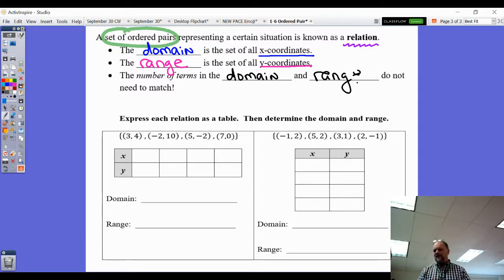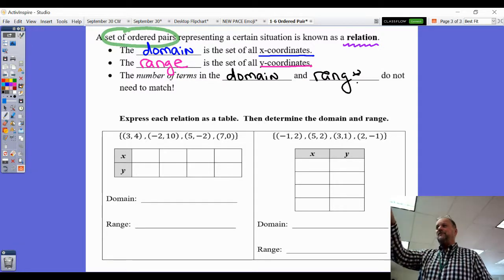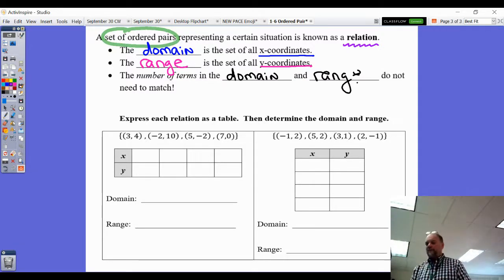Okay, I know that sounds super confusing, and here's basically what it is, all spelled out for us. Okay, these points, (3, 4), (-2, 10), (5, -2), and (7, 0), those 4 points are in a collection, and that collection is called a relation. And we can write this relation using a bunch of different ways.